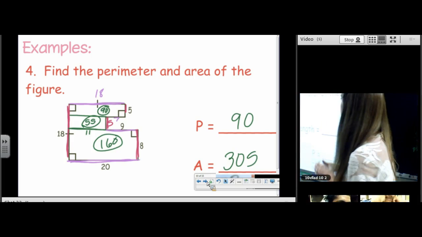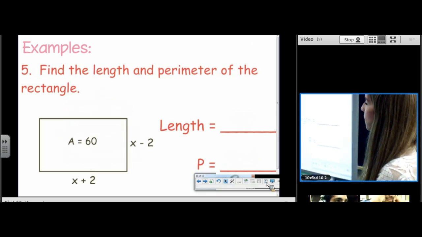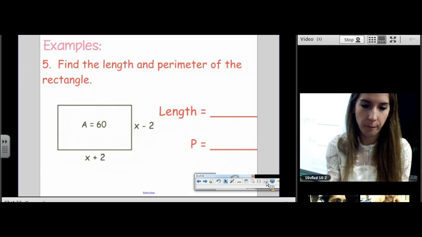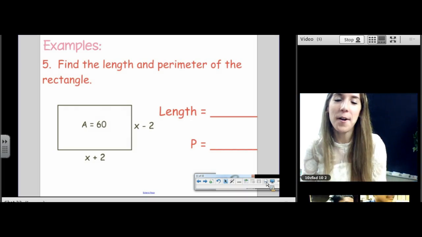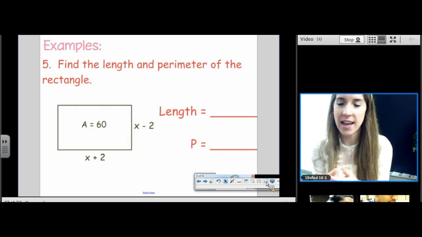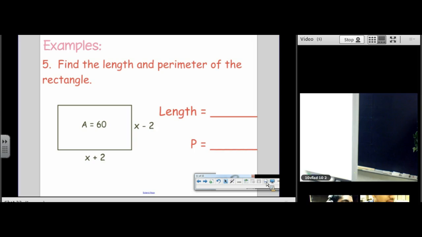Okay. Find the length and the perimeter of the rectangle. Go. Okay, how do you find the area of a rectangle? It's length times width. So be careful when you multiply these together. You need to make sure that you FOIL. This is going to be x squared.